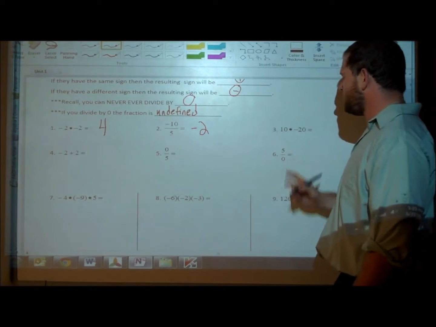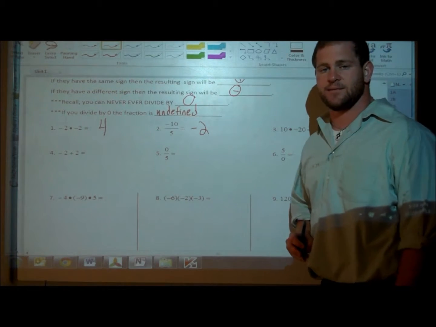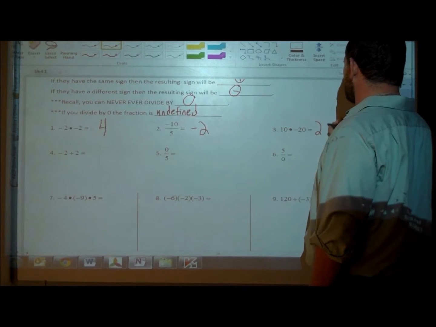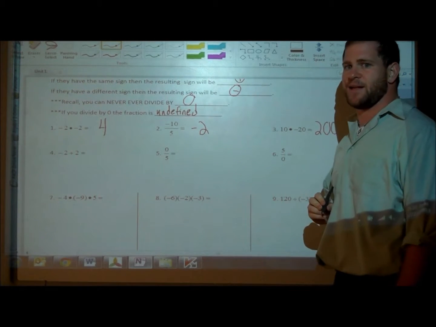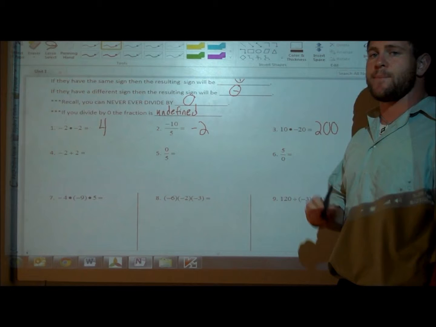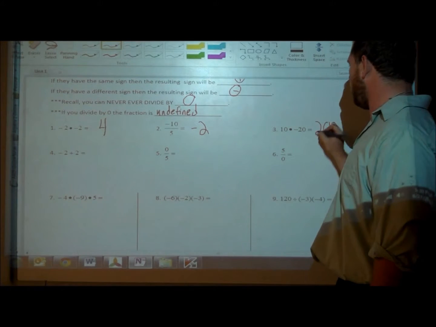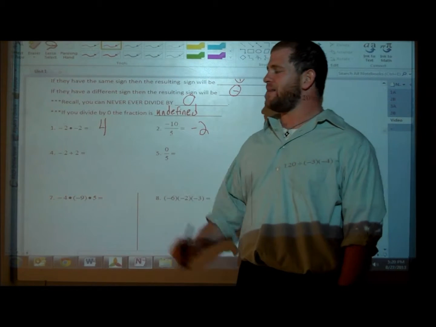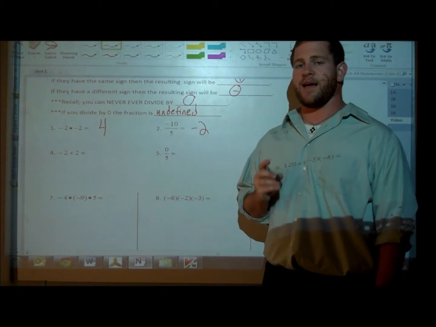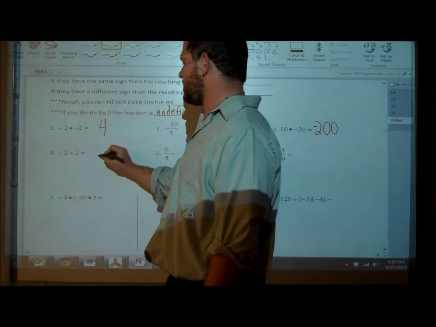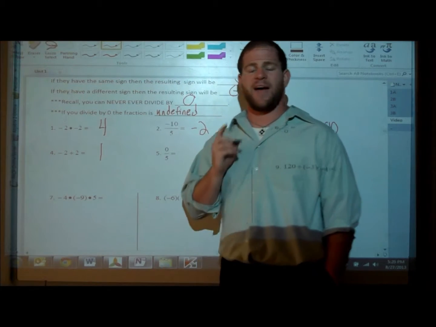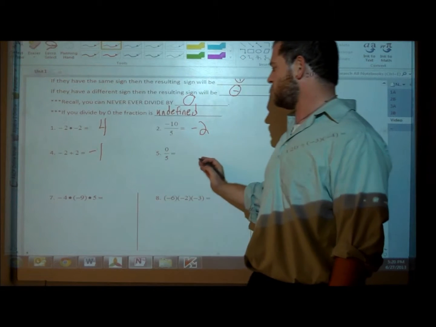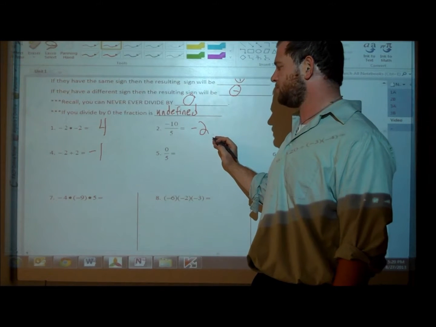If I look over here at number 3, I've got 10 times negative 20. I know 10 times 20 is 200, so that's going to be the first part of my answer. And then the question is, what happens with my sign? Well, I've only got one negative, so I'm going to keep it negative. Negative 2 divided by 2. Then, once again, 2 divided by 2 is 1. Anything divided by itself is always 1. But if I have a negative, I only have one negative, one opposite, so it's going to stay. There's nothing to cancel it out.